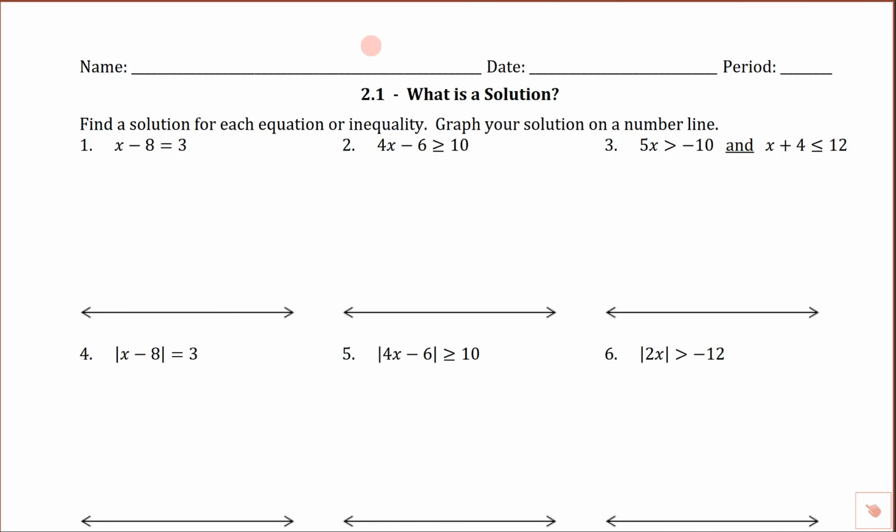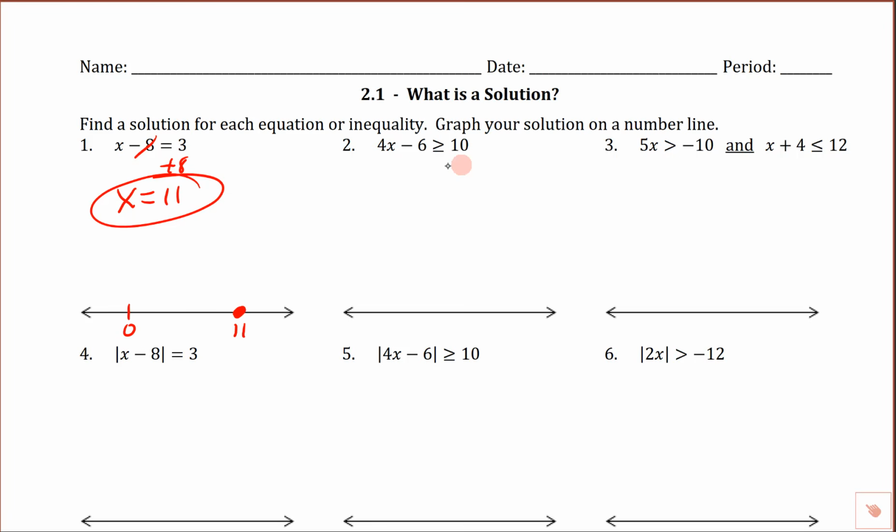So if we take a look at this first set of problems, it says find a solution for each equation or inequality, graph your solution on a number line. So we do need to graph these even if it's a problem like this one right here. On number 1, we would just add 8 to both sides. We'd get x equals 11. We'd circle that. Now graphing this might seem a little bit silly. I'm going to put 0 here. The only number that makes that equation true is just 11. So I'm going to make it look like that.